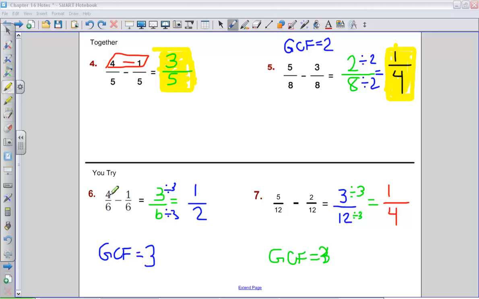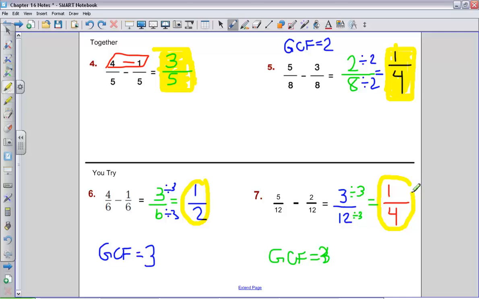Alright, let's see how I did on these answers down here. Before I put it in simplest form, I got 4/6 minus 1/6 is going to be equal to 3/6. Greatest common factor is 3, so in simplest form, my final answer is going to be 1/2. 5/12 minus 2/12, I'm going to end up with 3/12. And again, my greatest common factor is actually going to be 3 here again. So when I reduce 3/12 to its simplest form, my simplest form is going to be 1/4.